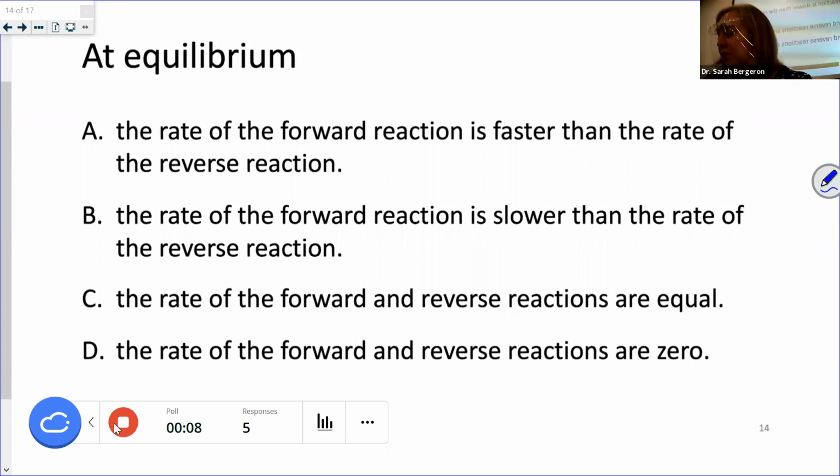And Jason, that is correct. When you're writing the reverse reaction, you don't have to use the double arrows, just because you're not asked if it's a reversible reaction. You're just asked to write the reaction going in the reverse direction.